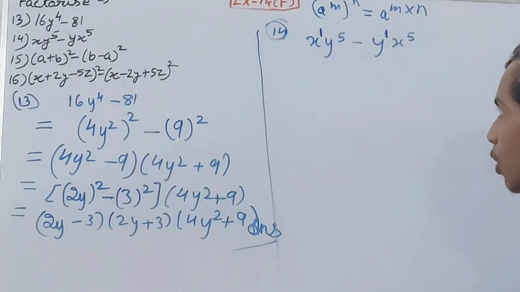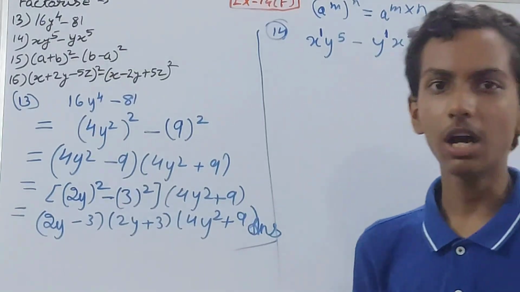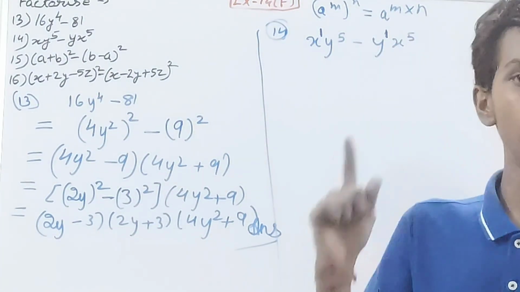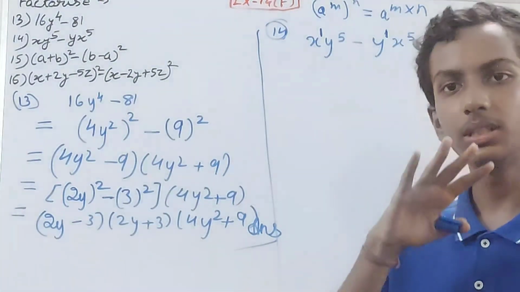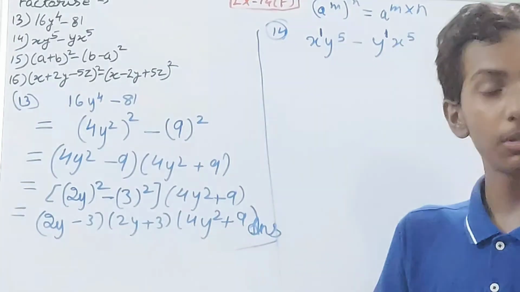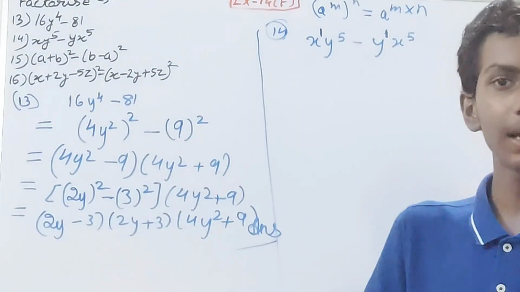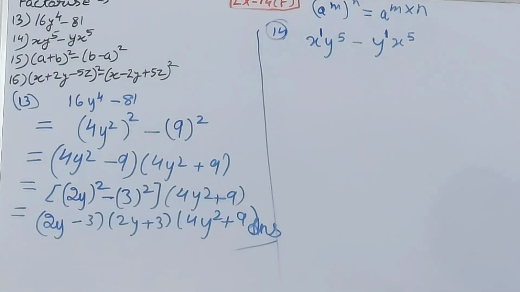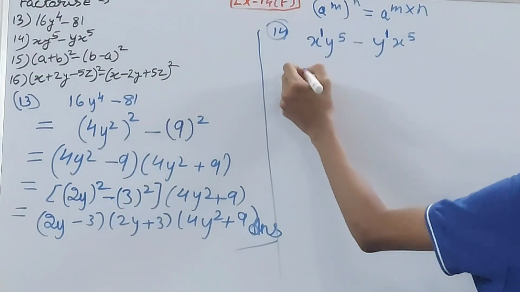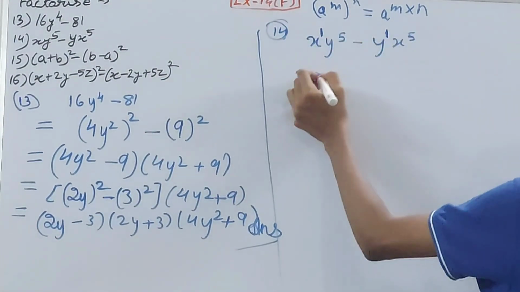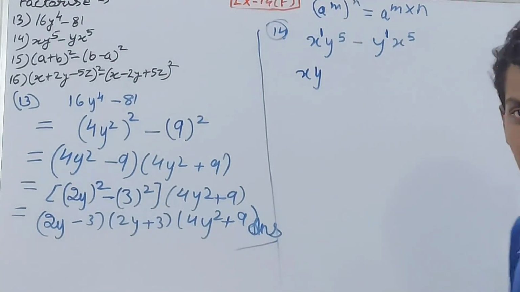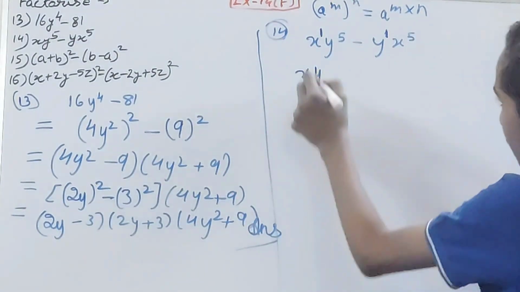Now you have to take the common, and that means HCF. You have to choose the variable with the lower power. Two same variables with different powers, 5 and 1. So you will always choose the variable with the lower power, that means with power 1. See here, x to power 1, x to power 5, y to power 5, y to power 1, so xy. This is our total thing that we will take common.